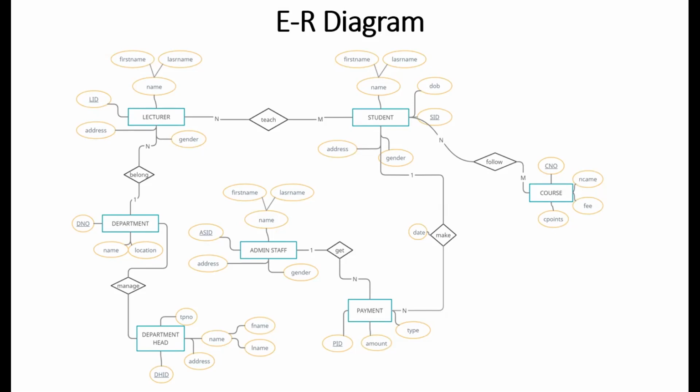For the admin staff entity, admin staff ID is the primary key. For the department, department number is the primary key. And the department head also, department head ID is the primary key. And payment also, payment ID is the primary key. Here are the functionalities and the relationships between the entities. Lecturers teach students. One lecturer teaches many students. Meanwhile, one student is taught by many lecturers. So the cardinality is many to many.